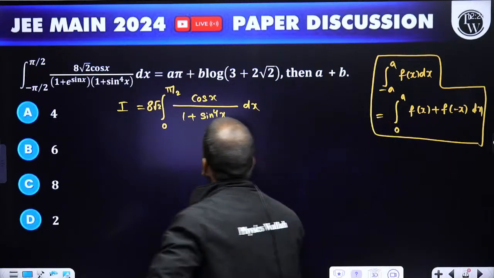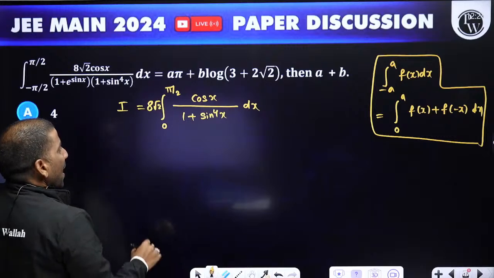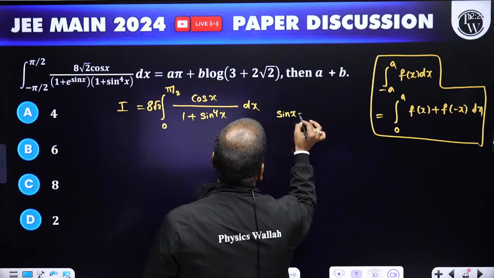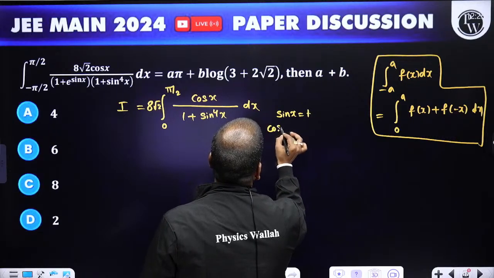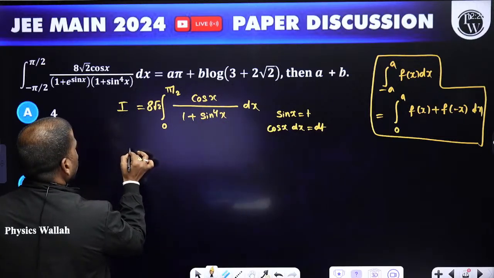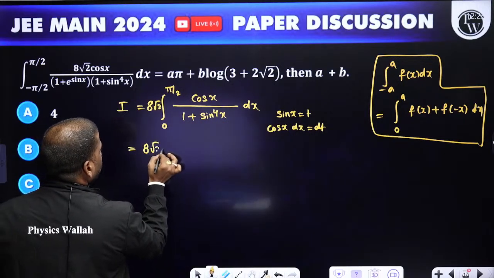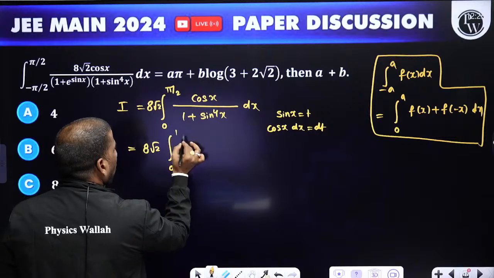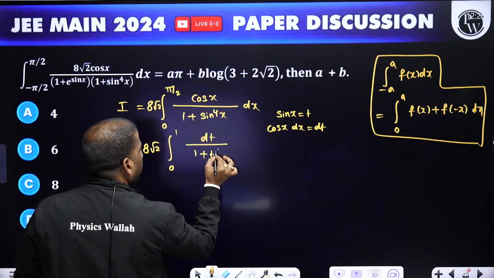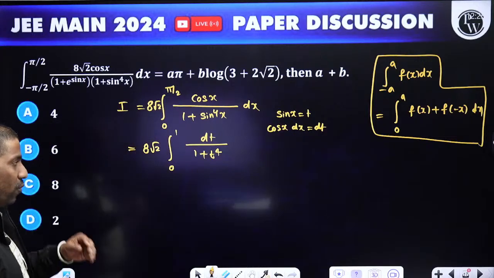Now what do I do? I will take sin x equal to t. Cos x dx will become dt. So what about the limits? 8 times root 2, 0 to 1, this will become dt by 1 plus t power 4.